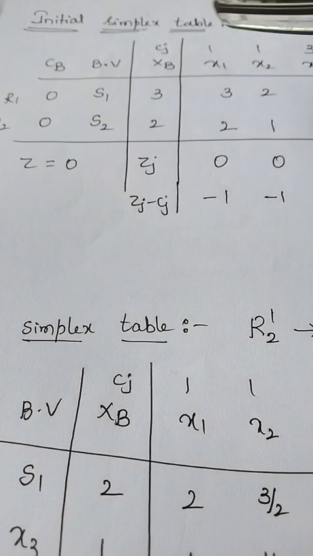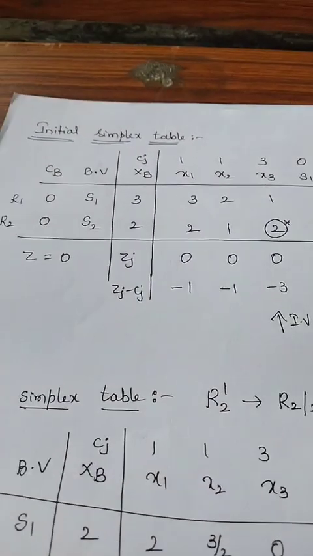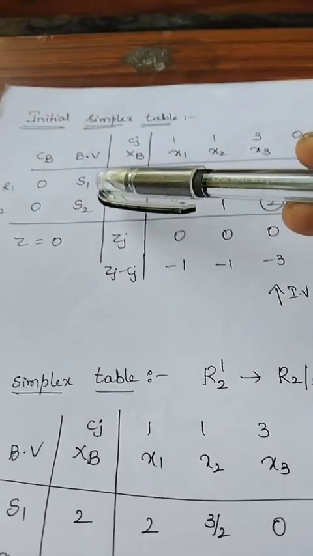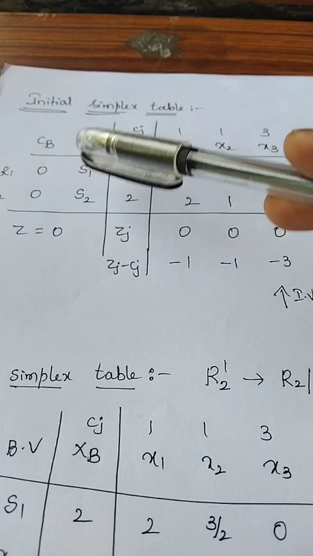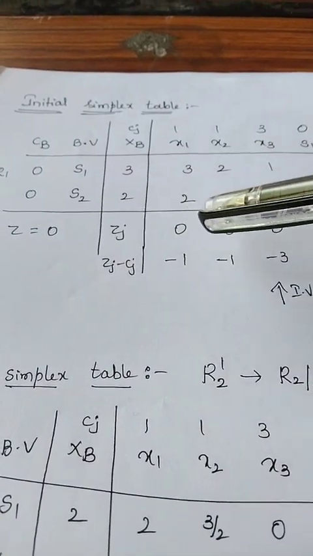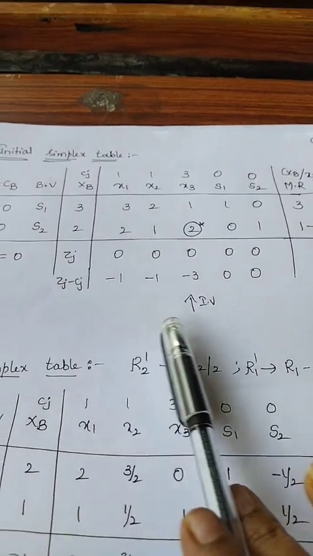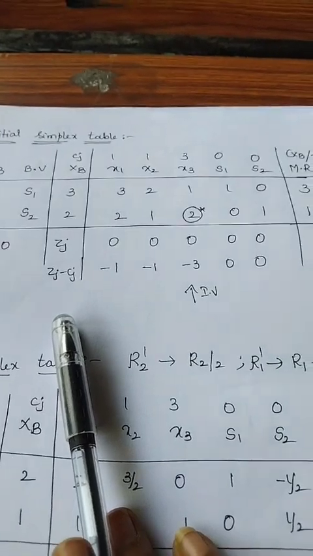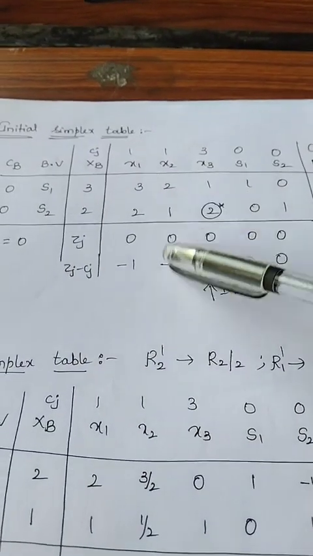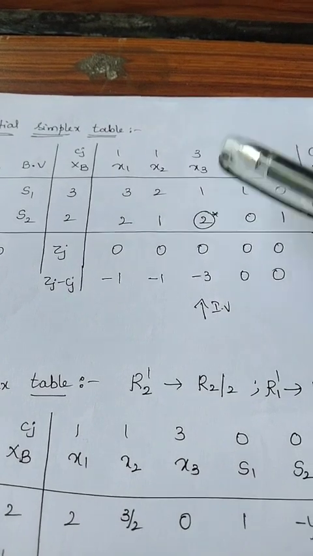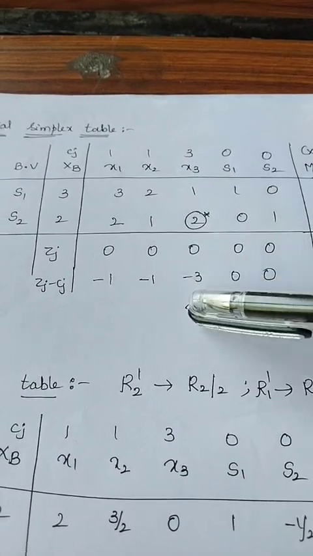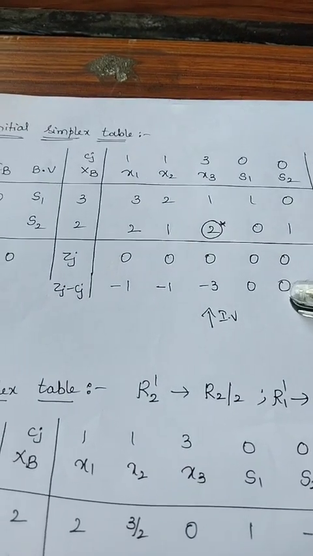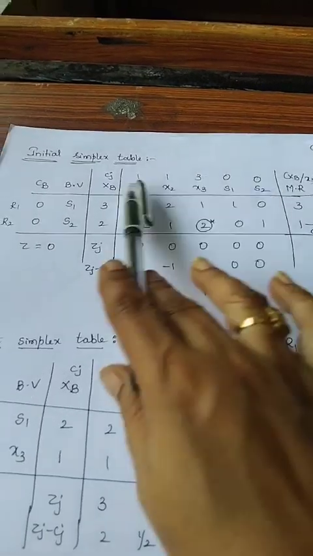And Zj. In the same way we are going to multiply with the CB values for all these x1, x2, x3 and s1 and s2, where in the CB those two values are zeros. That means we are going to get the value of all the Zjs as 0. We are going to find out the Zj minus Cj, where Zj minus Cj is nothing but 0 minus 1, minus 1, 0 minus 1, minus 1, 0 minus 3, minus 3, 0 minus 0, 0, 0 minus 0, 0. So this is the initial simplex table.